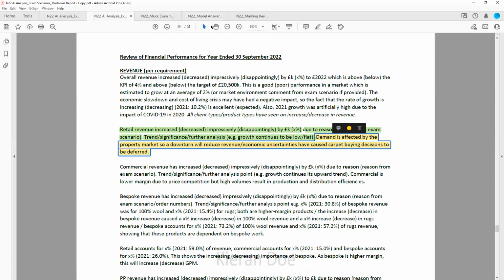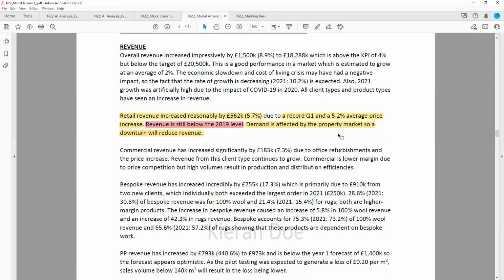And then a context point for retail, of course, that we knew from the AI was that demand is affected by the property market. So, a downturn in the property market will reduce revenue. And we were told that a downturn in the property market was on the horizon.